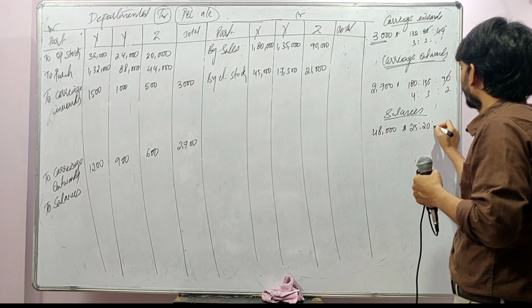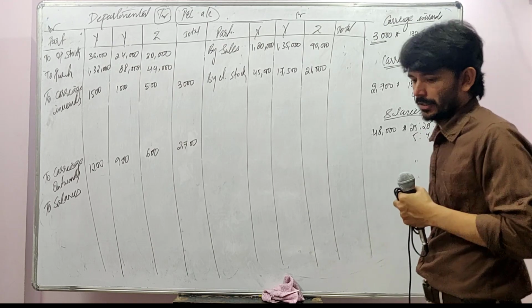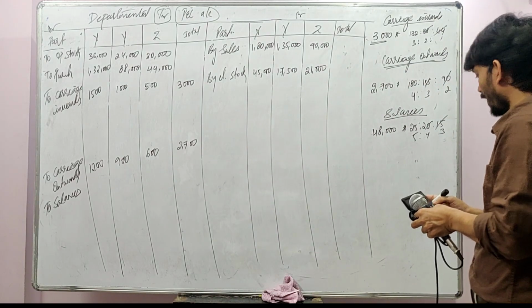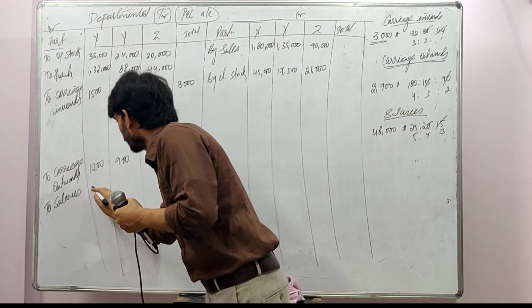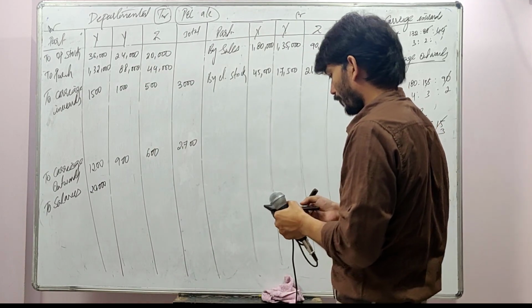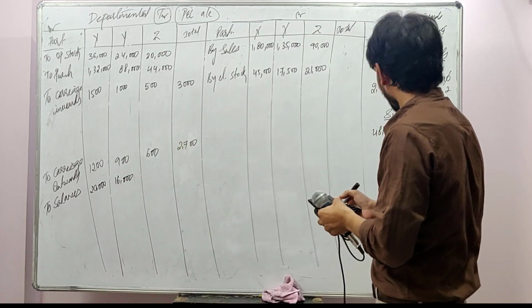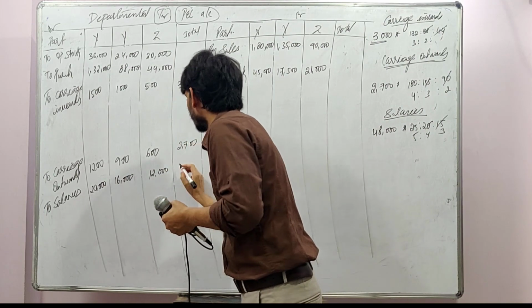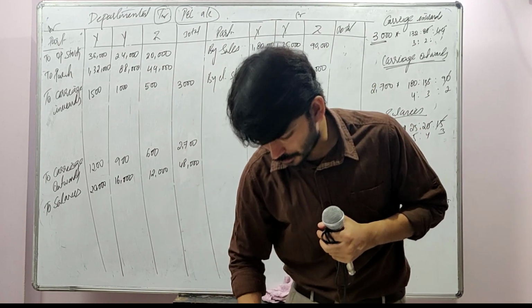25, 20, 15, so 5, 4, 3. 48,000 multiplied by 5 divided by 12 gives 20,000. So salaries 20,000 here. Divided by 5 multiplied by 4 will give you 16,000 here. Divided by 4 multiplied by 3, it will be 12,000. So 20, 16, 12 is 48,000. Done. Then come back to the next point.